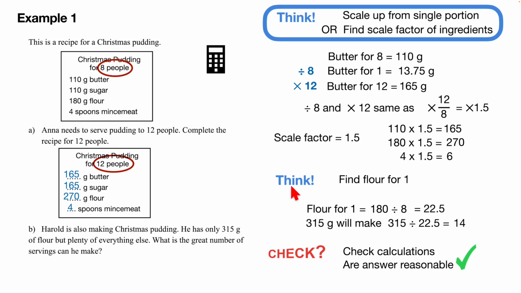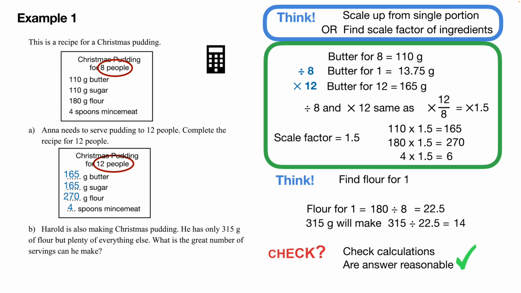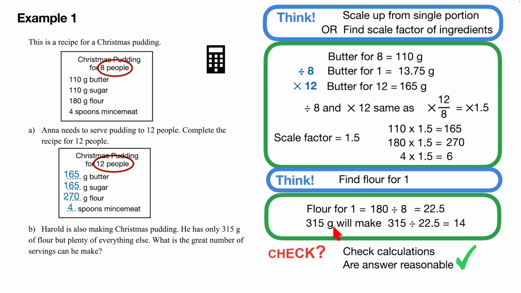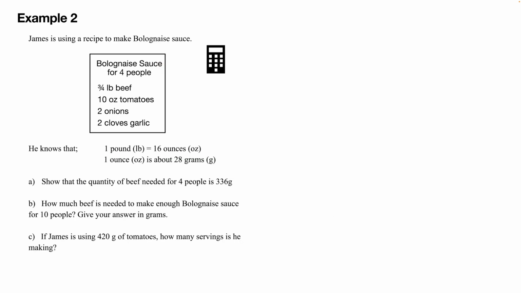The second question, the easiest way, I think, is to find out how many grams will provide one portion, and then divide how many you've got by that amount, and that'll give you how many portions you're making, but it's down to you. So to calculate: think, calculate, and check.